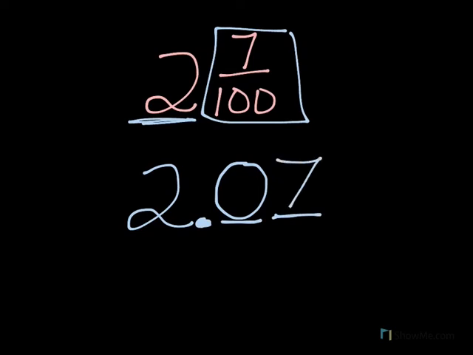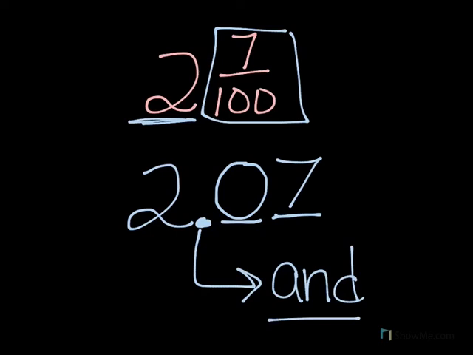This decimal would be pronounced 2 and 7/100. Where you see the decimal point, you would say the word and. Let's do another one.